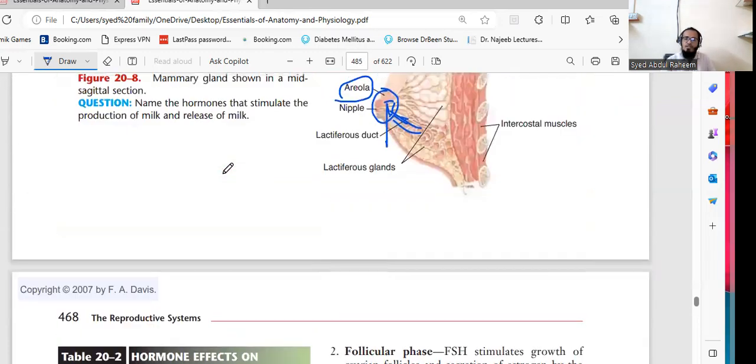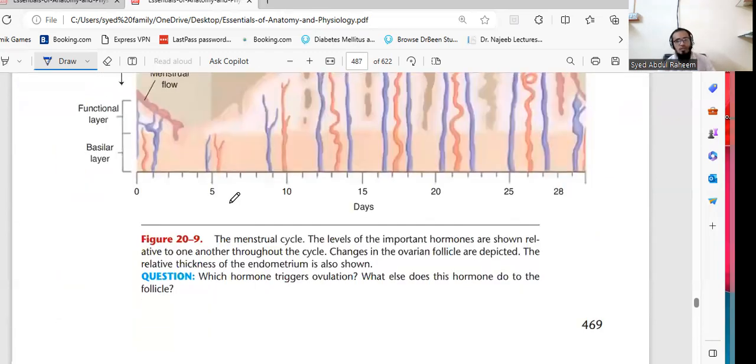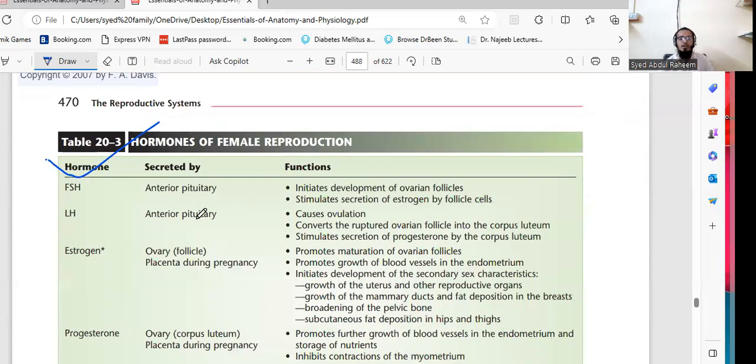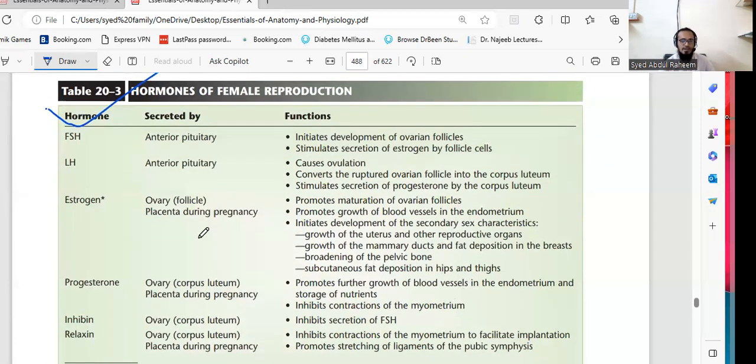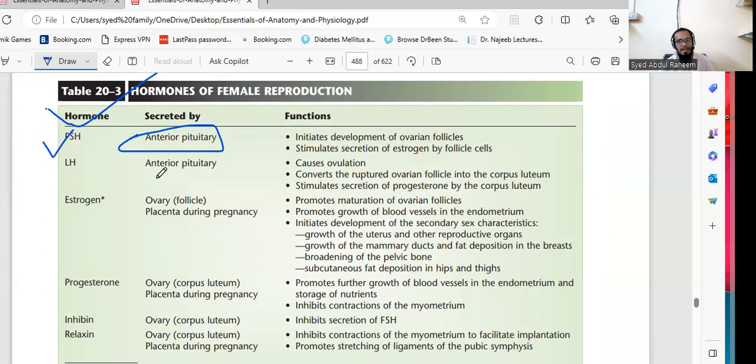First, we need all these hormones. Let's discuss the female hormones, because during the menstrual cycle, those hormones are related to the female, which will help for better understanding. Here we have FSH, follicle stimulating hormone, which is secreted by the anterior pituitary gland. Most of the hormones are secreted by the anterior pituitary gland only. FSH will initiate development of the ovarian follicles.